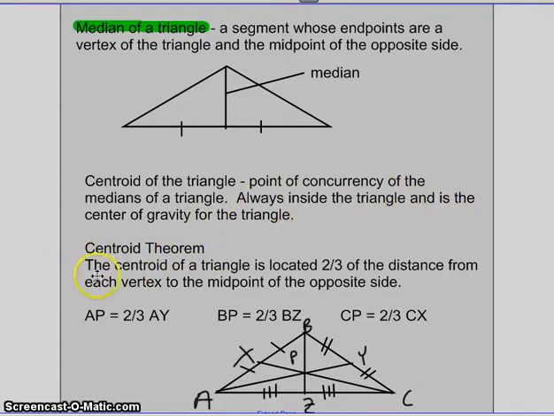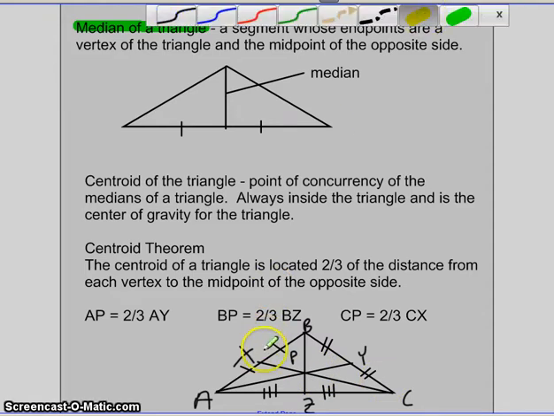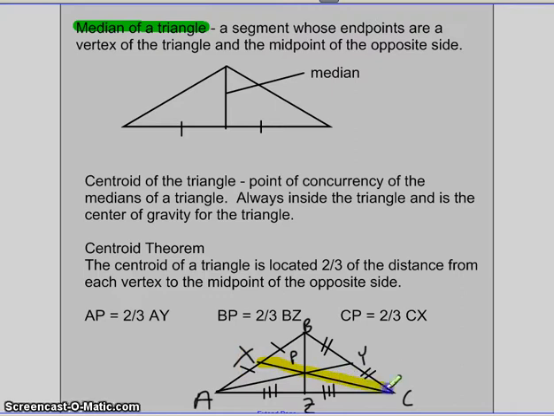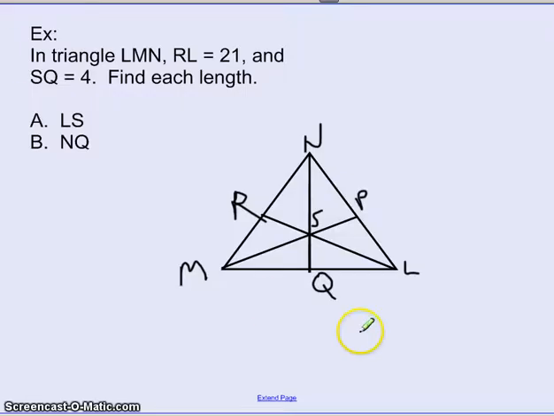Let's see, the centroid theorem says that the centroid of a triangle is located 2/3 of the distance from each vertex to the midpoint of the opposite side. So in other words, if we just look at one of these medians, here, let me get a little highlighter on here, then from P to C is 2/3, where from X to P is 1/3 the length of that segment. And that's what we know from this theorem. Okay, so I'm sure there'll be some problems come up about that in probably this example right here.